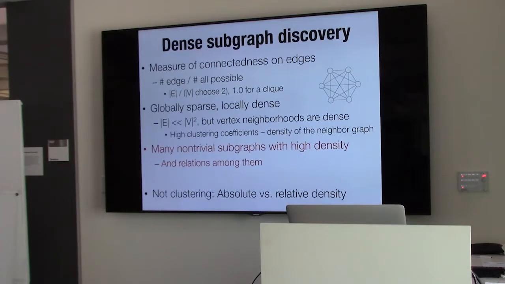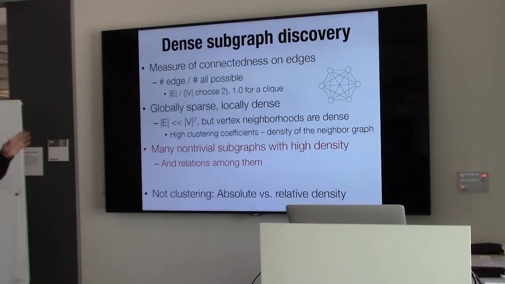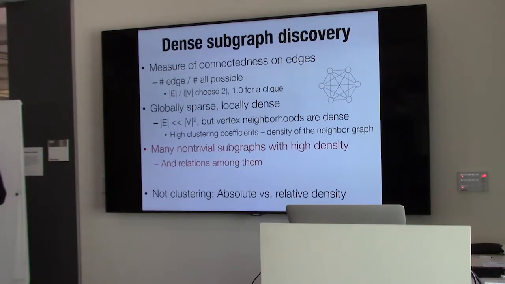One of the interesting things about real-world networks is that they are globally sparse, so the number of edges is way less than the number of vertices squared. But if you check the immediate neighborhood of a vertex or an edge, you'll find dense structures. This is also known as the high clustering coefficient, and it gives us an opportunity to find dense regions in a local way.